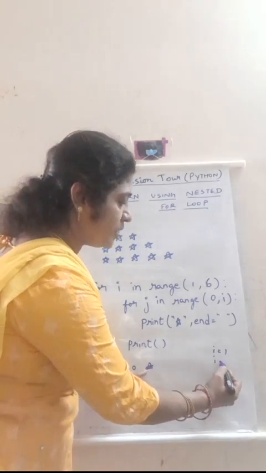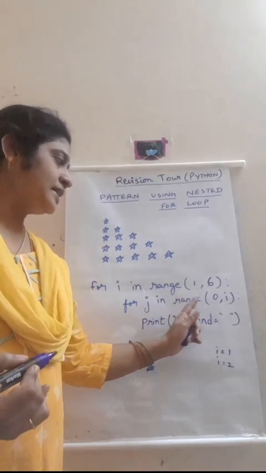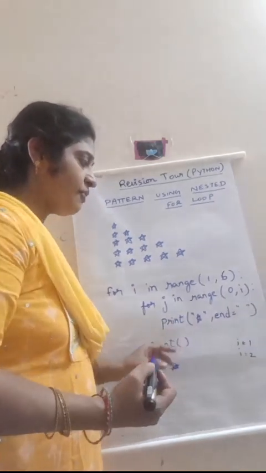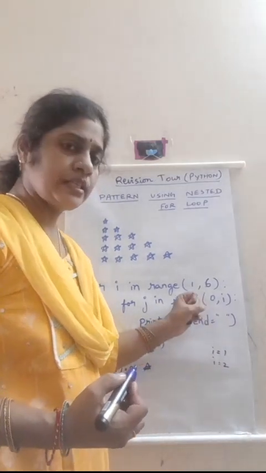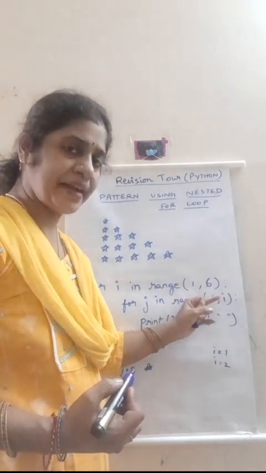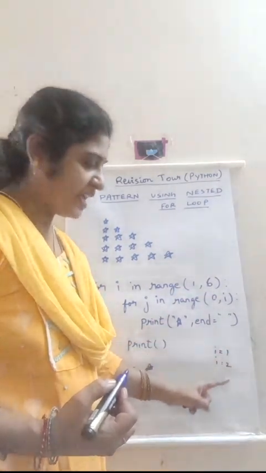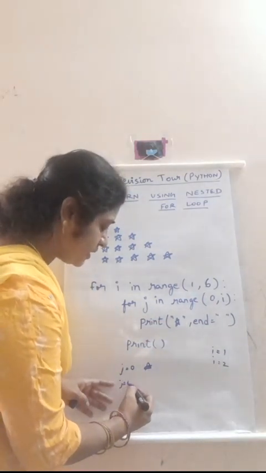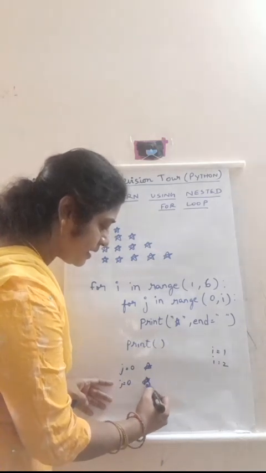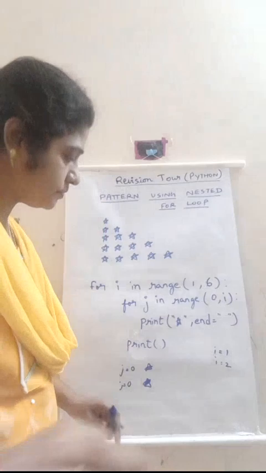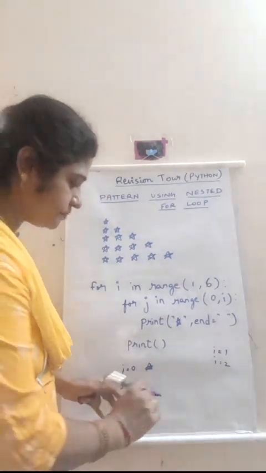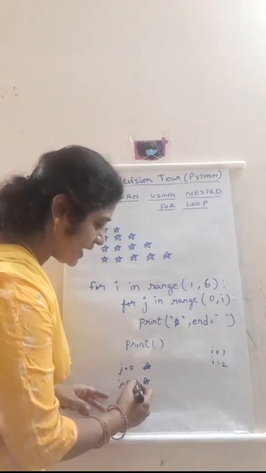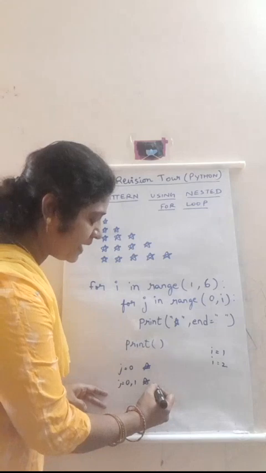When I value is 2, what will happen? How many times loop will run for j? That is, j value will be 0, then j value will be 1. It won't execute for 2. So when j value is 0, it will display 1 asterisk. And when j value is 1, next time it will display one more asterisk.